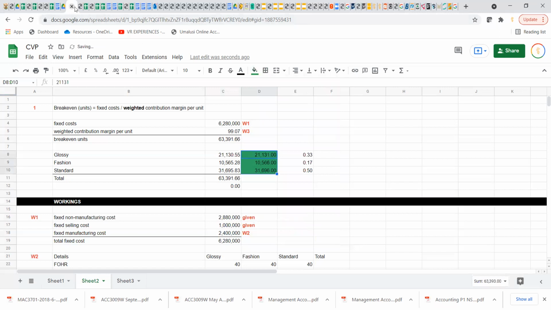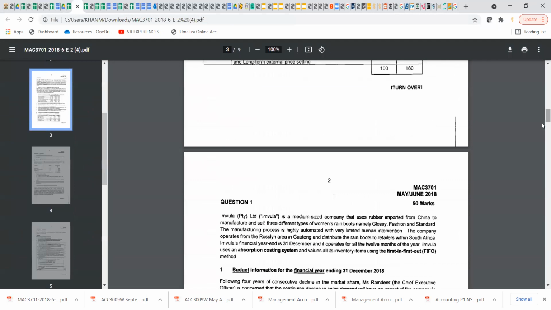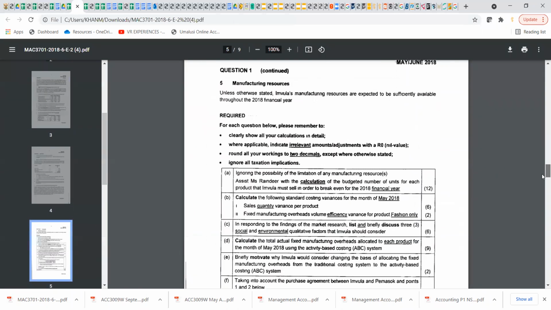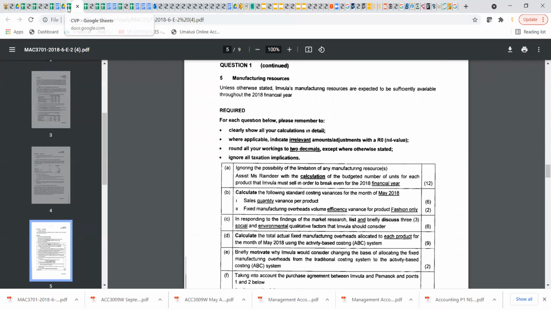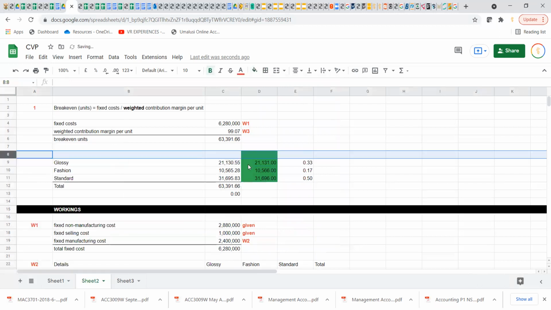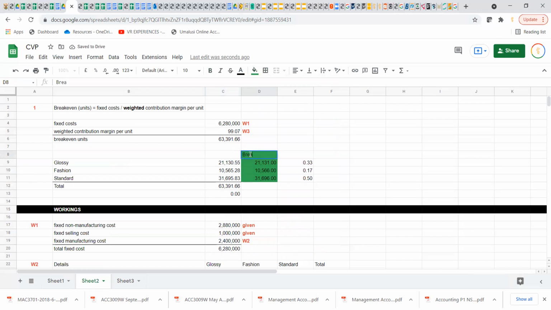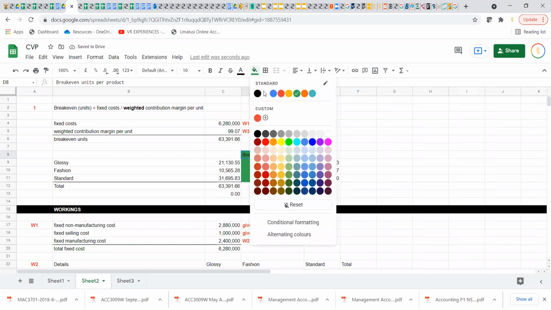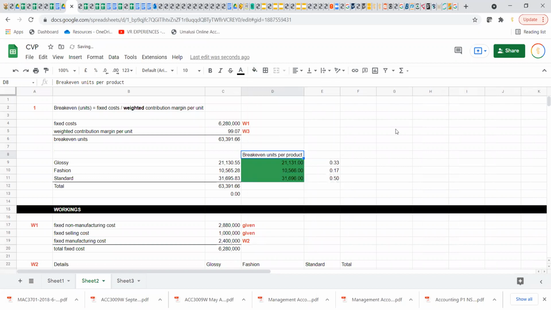Whatever the answer was. What was the question? What did the question say now? Okay, so the number of boots per unit in order to break even. Okay, so we will go. So this here is break even units per product. Okay, so there we go. So that is the answer. Okay, so that's your 12 marks.